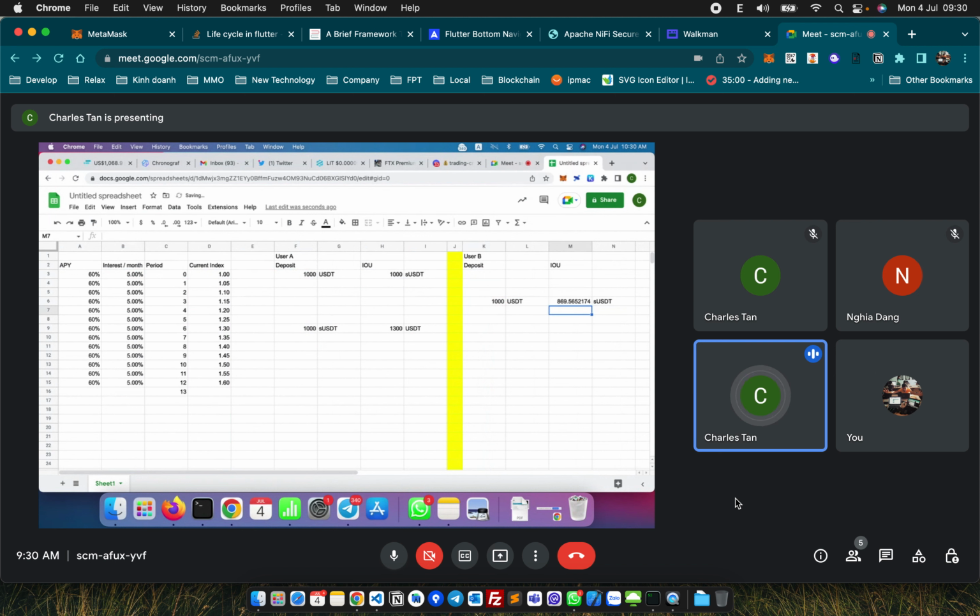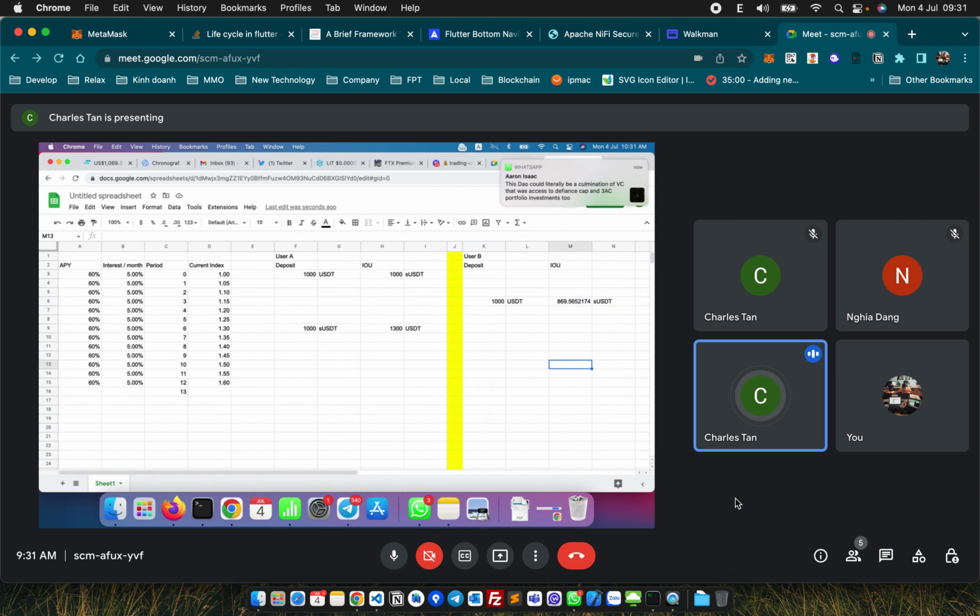So the system now calculates that user B, when he comes into the system at month 3, will get 869.565 SUSDT. And that's what he will hold all the way until, it doesn't matter how much time passes, he will always be holding 869.56, right? And that doesn't change unless he puts more money into the system. But if he doesn't do anything, this IOU will never change. You will always have this same amount of SUSDT tokens.